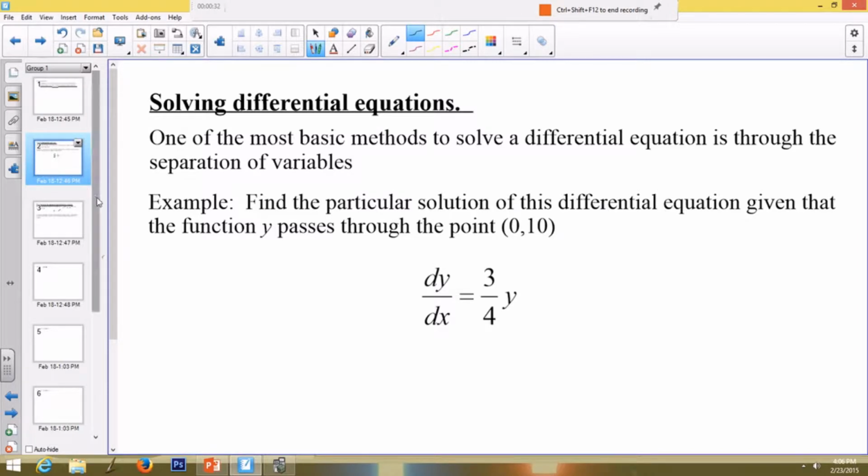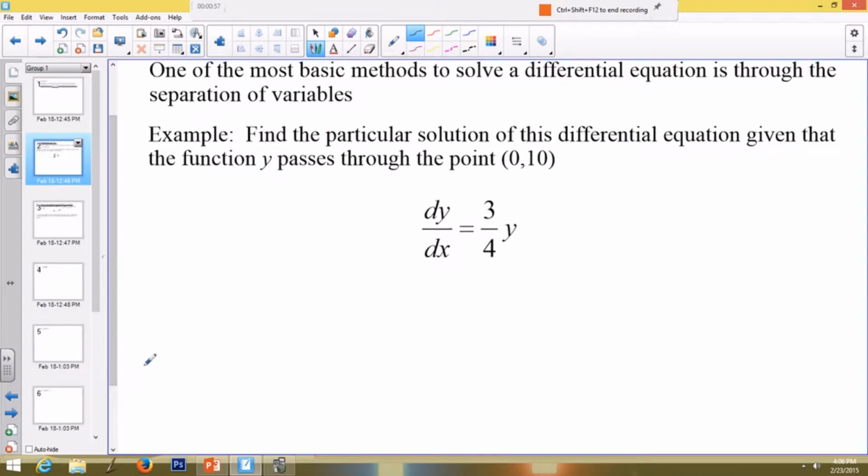All right, so let's talk about solving differential equations. One of the most basic methods to solve a differential equation is through the separation of variables. Now, I introduced this in the last sections just so that we can start having the same vocabulary. But let's talk about this one here. It says find the particular solution of the differential equation given that the function y passes through this point. So we are looking for the particular solution to this equation. So we want to get y by itself.